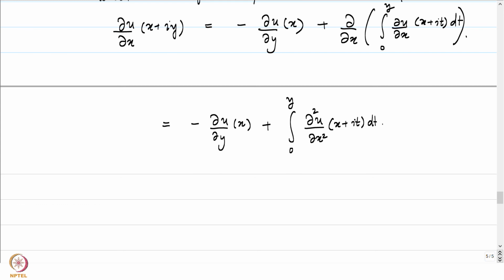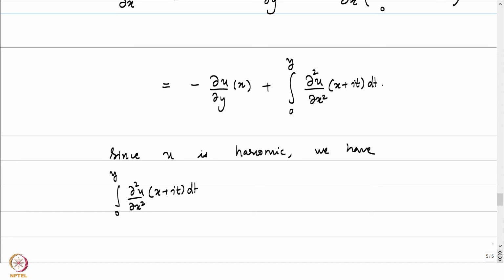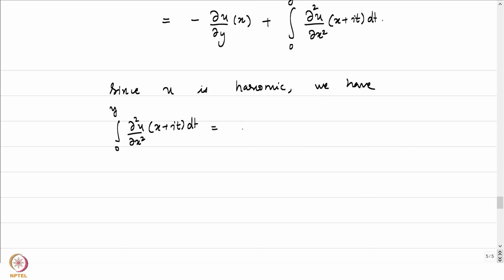We also know that u is harmonic. Since u is harmonic, we have integral 0 to y dou square u by dou x square at the point x plus it dt. This is equal to minus of the integral from 0 to y of dou square u by dou y square, because dou square u by dou x square plus dou square u by dou y square is 0.